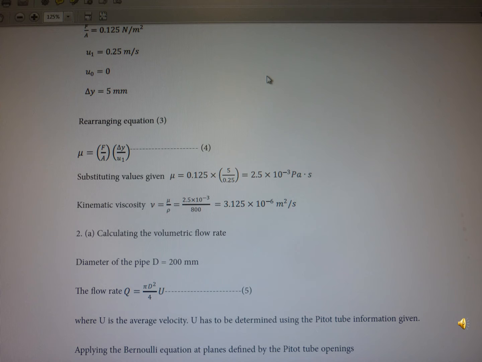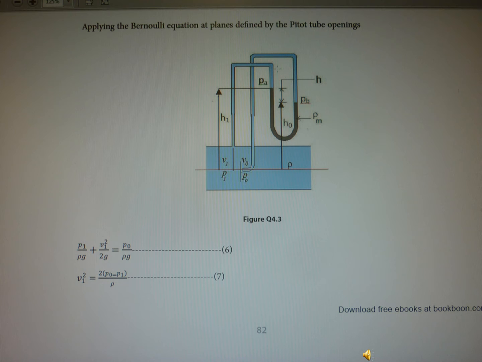The Bernoulli equation will be used with the pitot tube. This diagram you see shows the pitot tube equation. The pitot tube also has the dimension h1 you see over here.